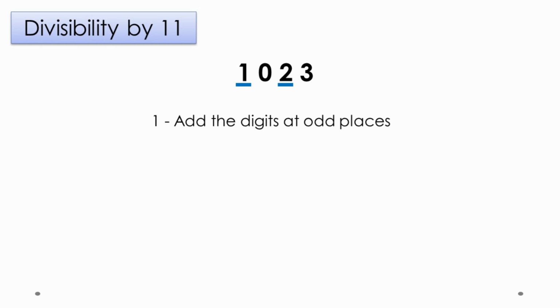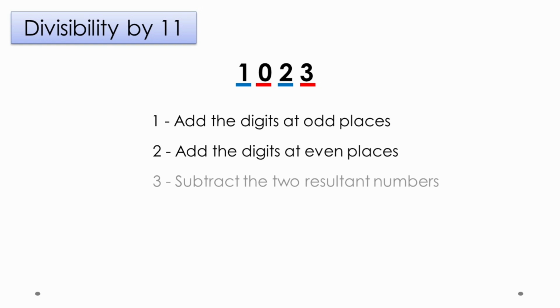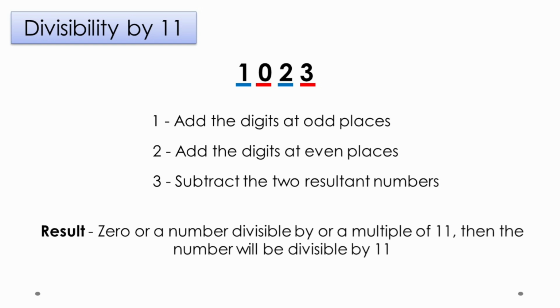Let's understand the technique to find out the divisibility by 11 with the help of an example. Let's take a number 1023. This has to be done in 3 steps. Add the digits at odd places, then add the digits at even places. Subtract the two resultant numbers and see the result. If the result is 0 or a number divisible by, or a multiple of, 11, then the number will be divisible by 11. So let's do it with the number 1023.